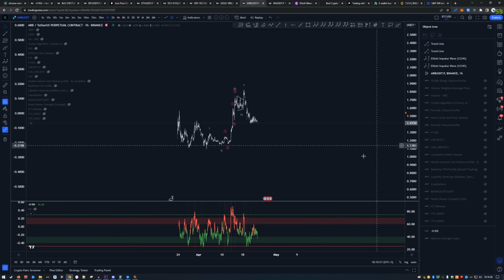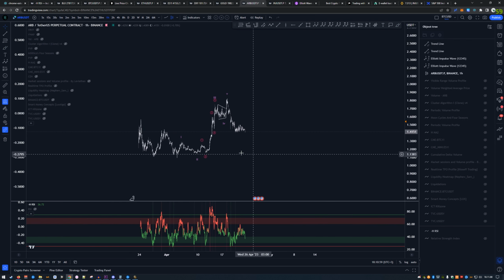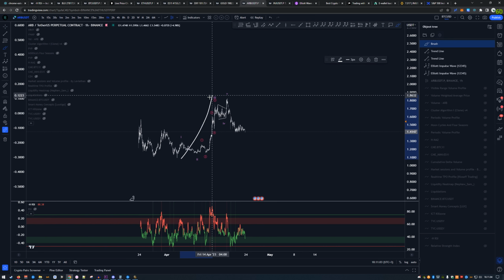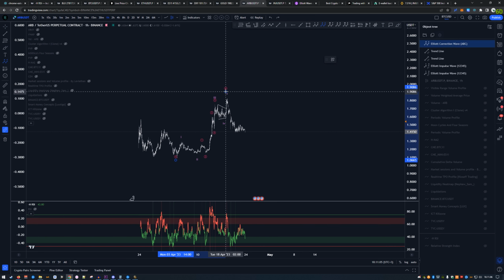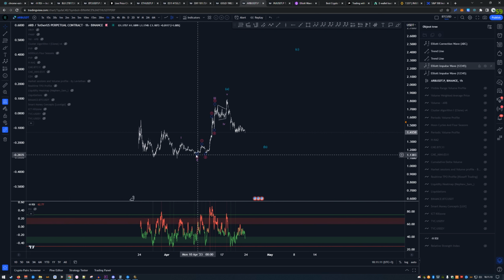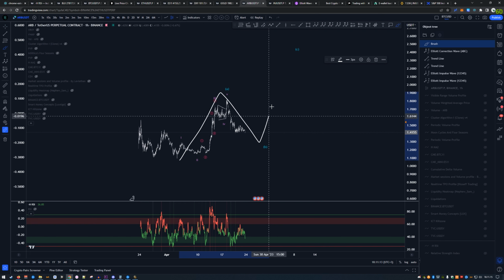Now, what can we actually see on this chart that it could be part of? Well, it could be a start of something. For example, wave A, looking for wave B and wave C. And this would be the more conservative idea. Of course, the more bullish idea would be that this would be a 1, 2, 3.